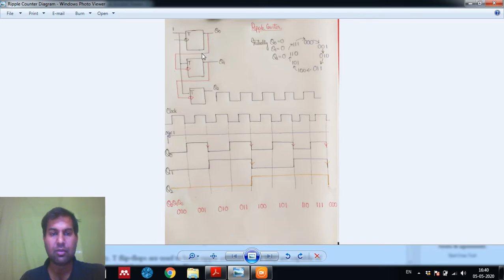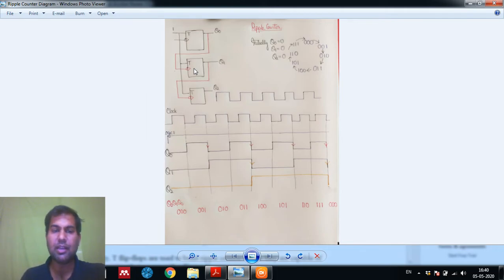which is Q0, right? In other words, you can say that the clock inputs of the flip-flops are triggered by output transitions of other flip-flops rather than a common clock. So there is no common clock, so all the clock inputs are actually coming from the previous flip-flops.